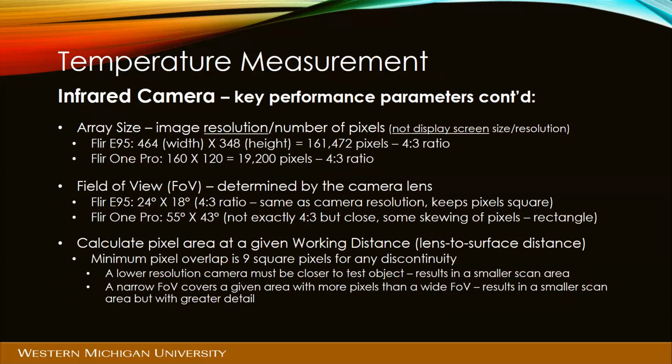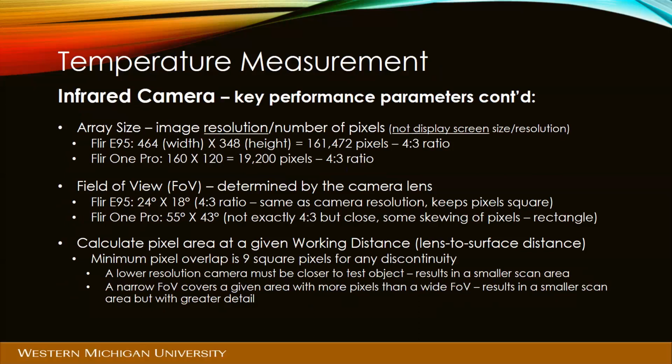So with lower resolution cameras, you have to be closer. A narrower field of view, the smaller angle, is going to put more pixels in a given area. A wider field of view is going to spread those pixels over a wider area. And so you get a smaller scan area, but greater detail with that narrow field of view. Again, like our FLIR E95, there are different lenses you can get for it. They make a wide angle lens, a narrow angle, and what they call their medium angle lens. The FLIR One Pro is like your phone camera. It's a fixed lens.